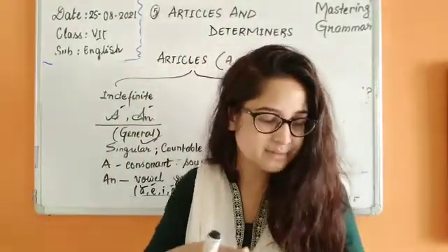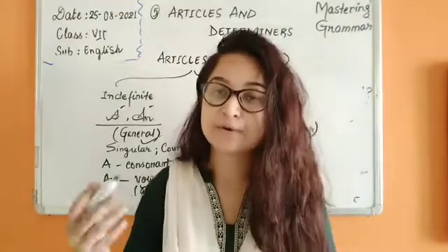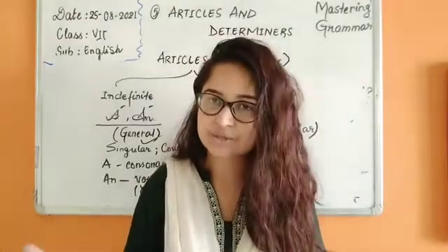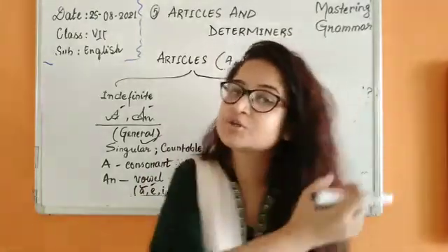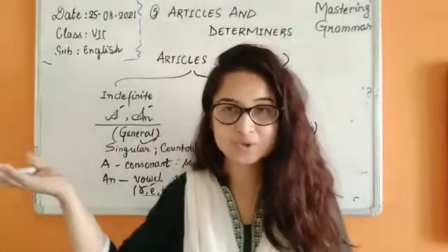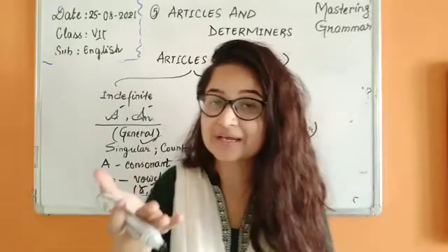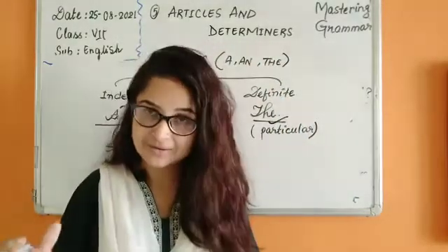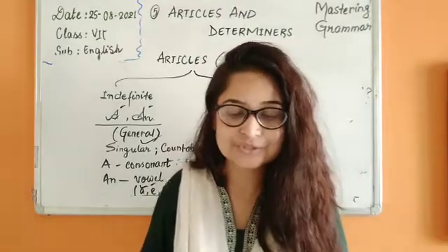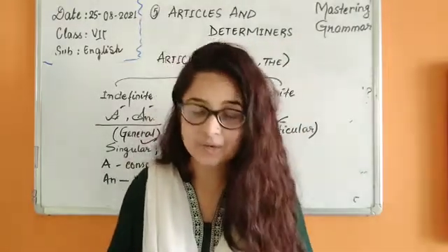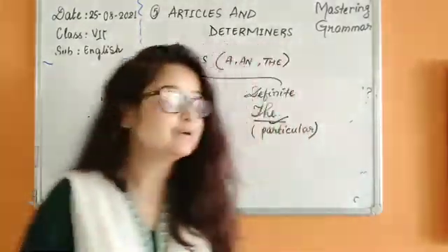Now a is also used to show rank, profession or community, like Christian community, Christian people. So Christianity, those who follow Christianity, they are in the Christian community. So for specifying community we also use a. Article an is used before singular countable nouns which begin with a vowel sound.